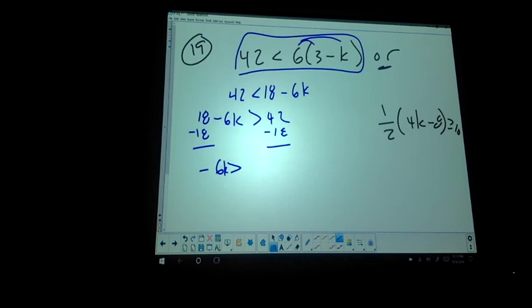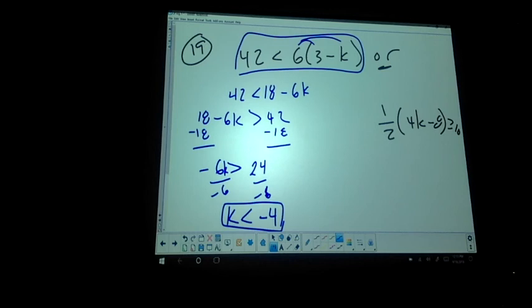And then what does 42 subtract 18? 24? You done? Good. Divide that by -6. If I multiply or divide by a negative number, what happens to the inequality sign? It flips. Thank you. So that's one of my answers. Agree? I'm not done yet.